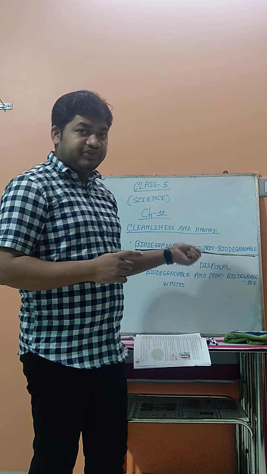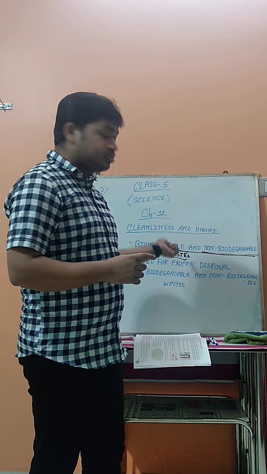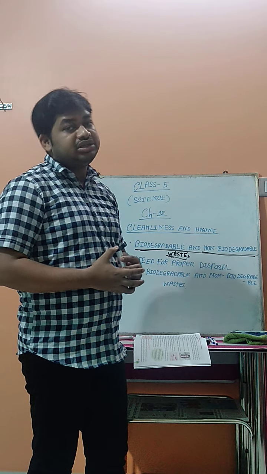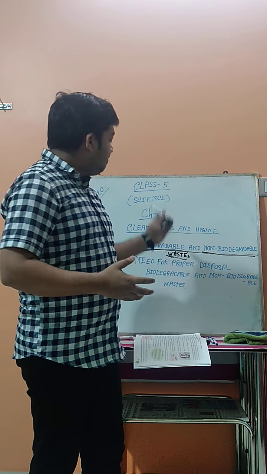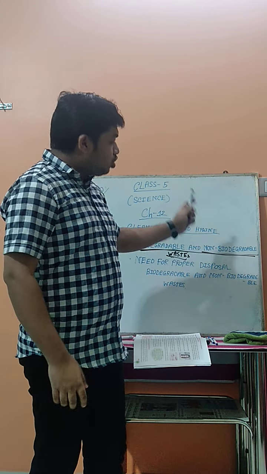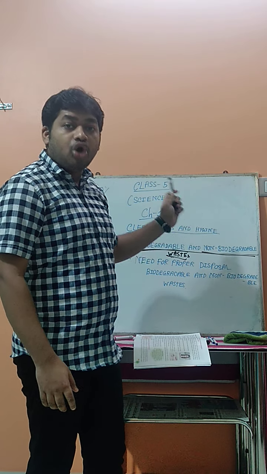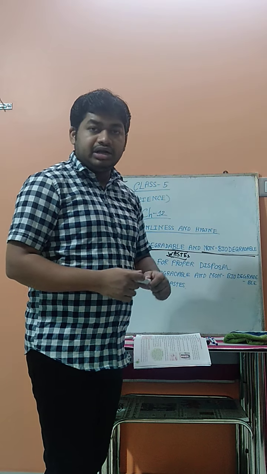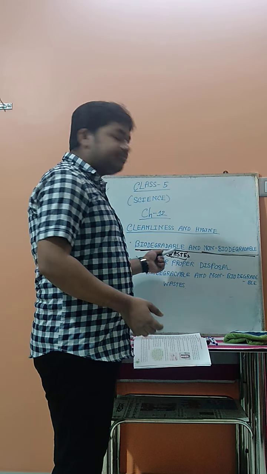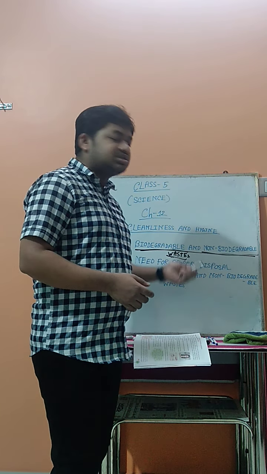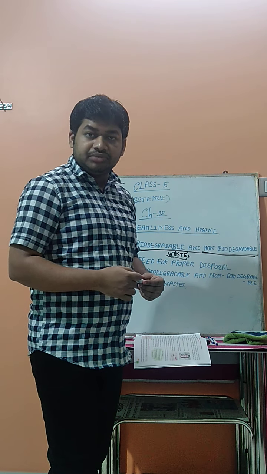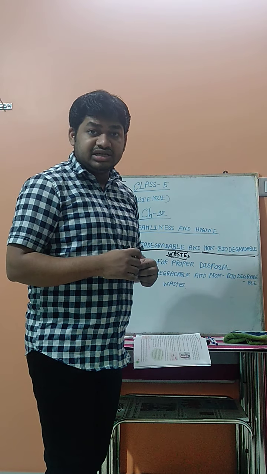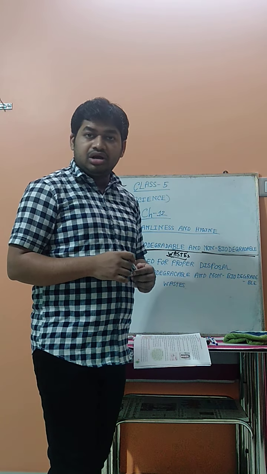First difference is their definition. The wastage substance that easily mixes with the soil is known as biodegradable waste, and those wastage substances that take a long time to mix with the soil are called non-biodegradable waste. Now the examples: for biodegradable waste, fruit substances or leftover vegetable portions, and for non-biodegradable waste, glass or plastics.